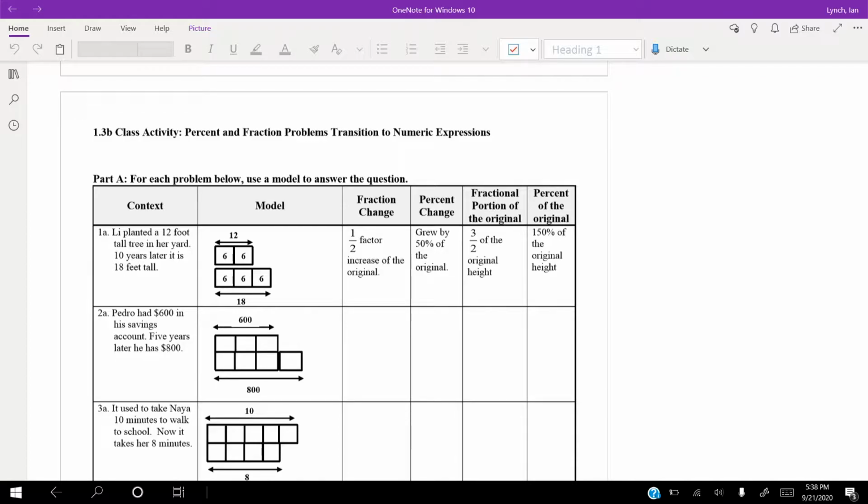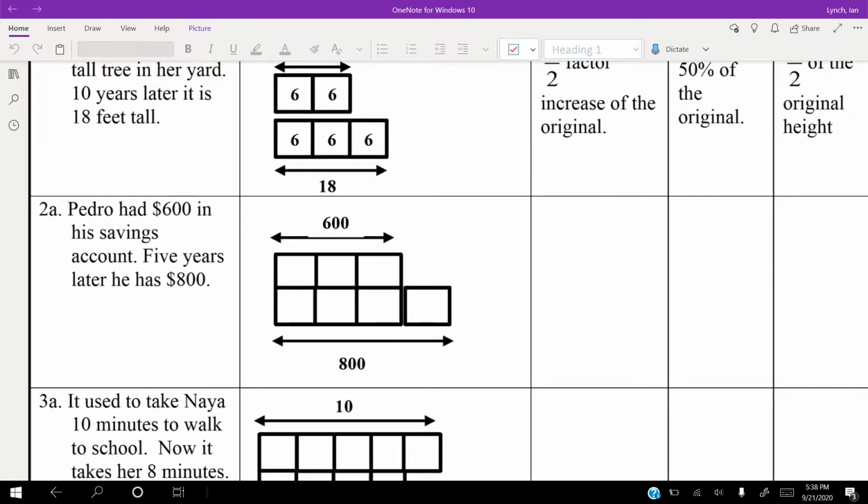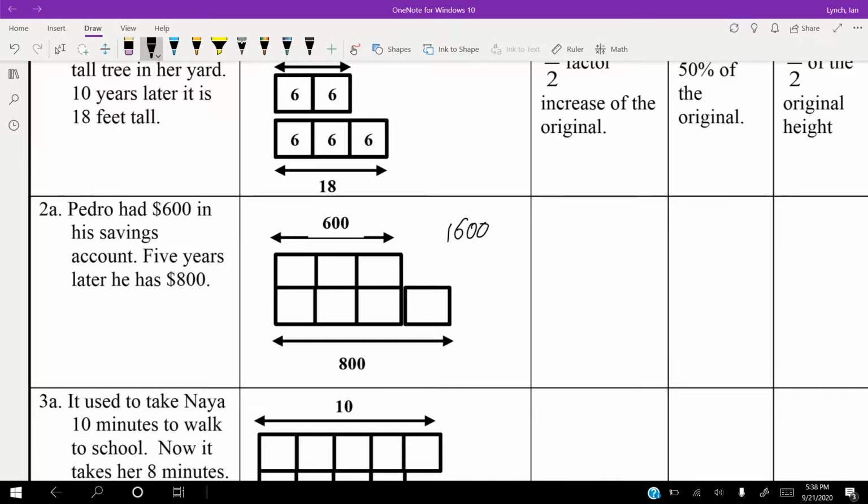Pedro had $600 in his savings account, and then 5 years later, he had $800. That's a great increase. So thankfully for this first part, they gave us boxes to tell us how much we're going to put in each. If we have $600 going into 3 boxes, 600 divided by 3 gets us 200. So we have 200 in each box. I'm going to write these all in here.